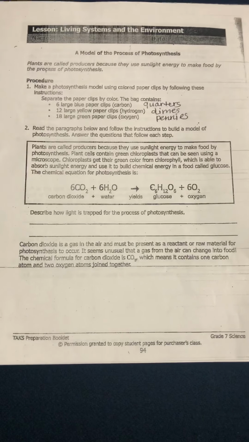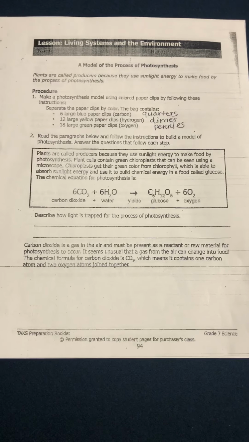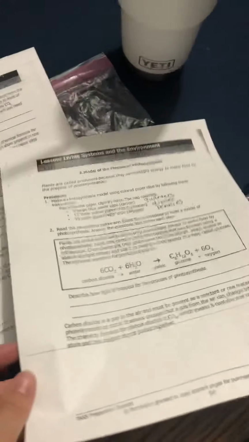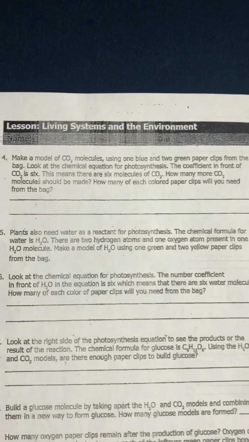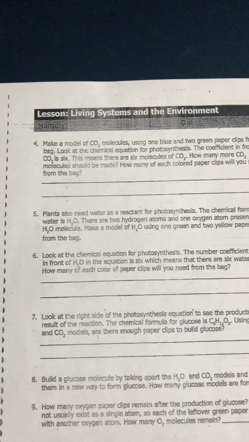The chemical formula for carbon dioxide is CO2, which means it contains 1 carbon atom and 2 oxygen atoms joined together. So we are going to make CO2. So now we are on step 4. So we're going to make a model of CO2.